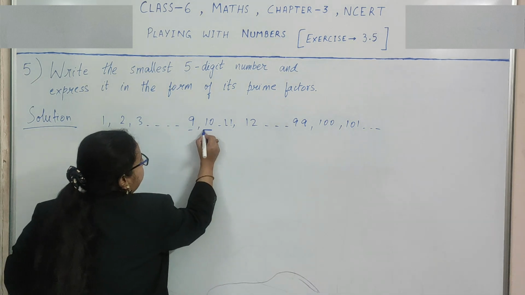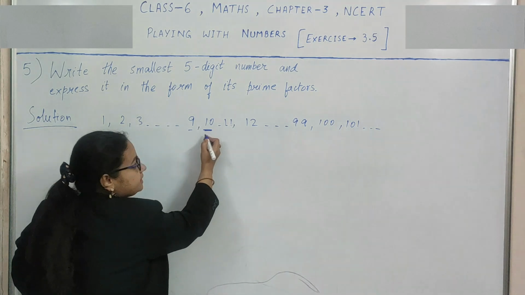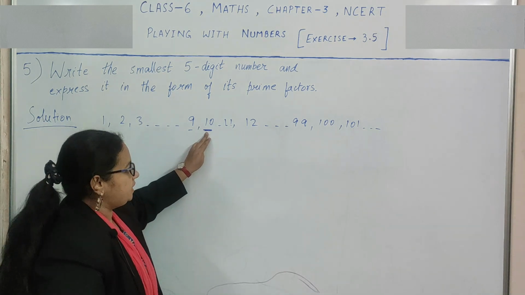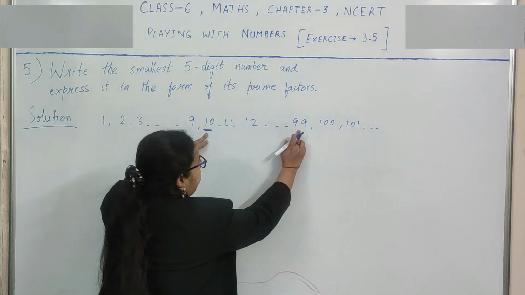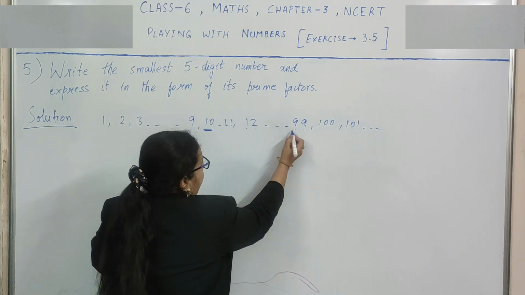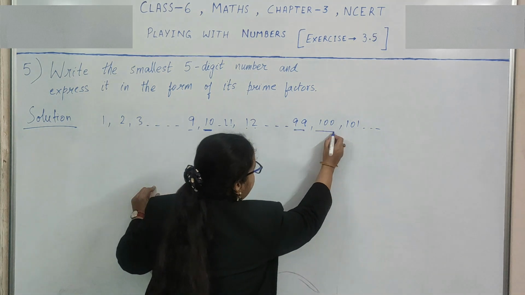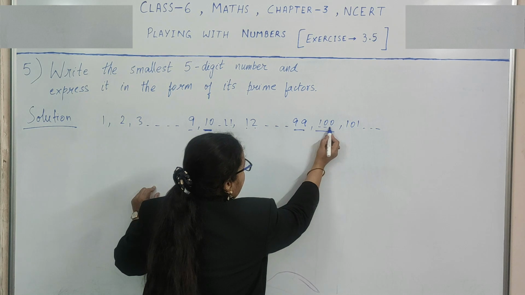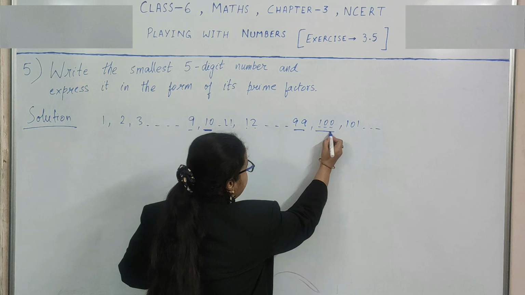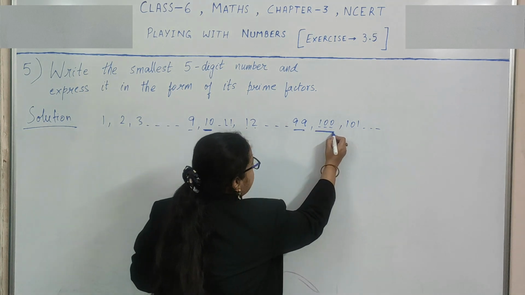After 9, this is the smallest 2-digit number, because 11 is greater than 10. So this will be the smallest 2-digit number. Like that, up to 99 we have 2 digits. Okay, 12 has 2 digits, 1 and 2, 99 has 2 digits. So after 99, what will we have? We will have a 3-digit number. See, 100. After 99 we have a 3-digit number, 99 is a 2-digit number. So 100 is the smallest 3-digit number.